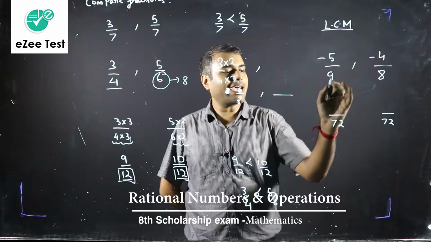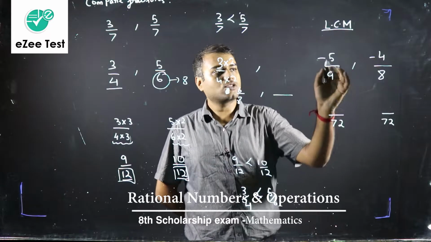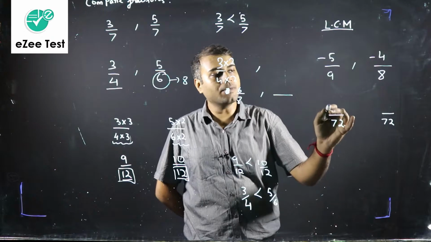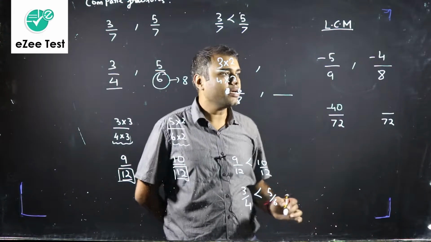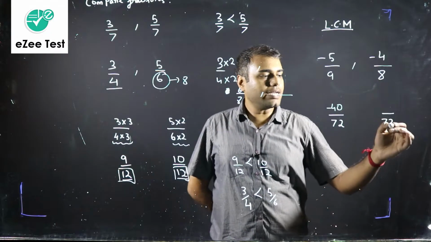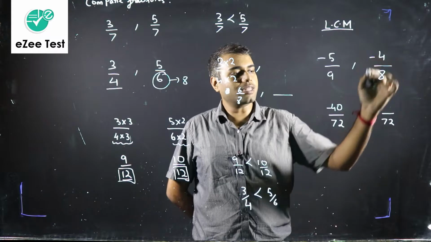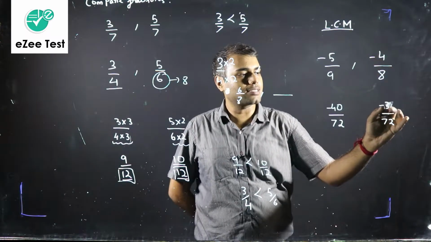So to make 9 into 72, you have to multiply 9 with 8. At the same time I will multiply my numerator also with the same number. So it is minus 5 into 8, it is minus 40, right? And 8 into 9 gives us 72. So I will multiply my numerator with 9 as well. So minus 4 into 9 is minus 36.